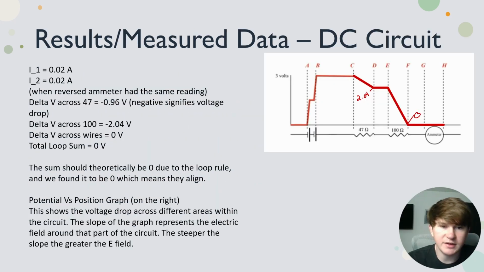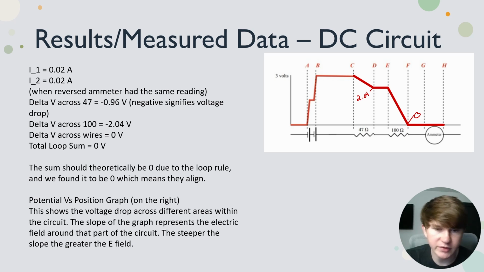So the results for the DC circuit, I1 equals 0.02 amps and I2 equals that. When reversed, the ammeter had the same reading. Delta V across the 47 ohm resistor was negative 0.96 volts, and across the 100 ohm resistor, it was negative 2.04 volts, the negative signifying voltage drop. And then the sum should theoretically be zero due to the loop rule, and we found it to be zero, which means that those align.